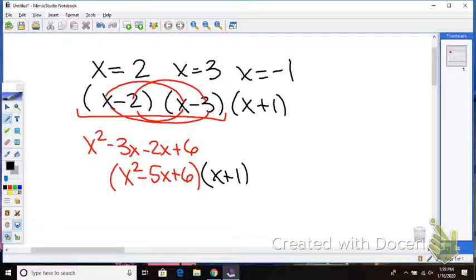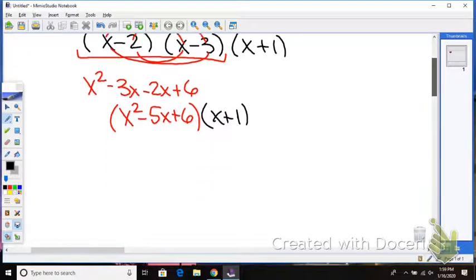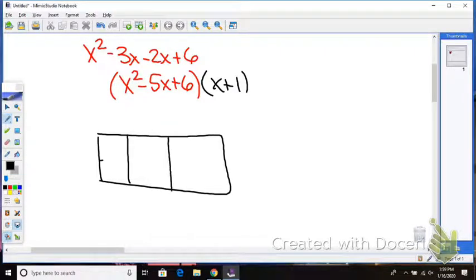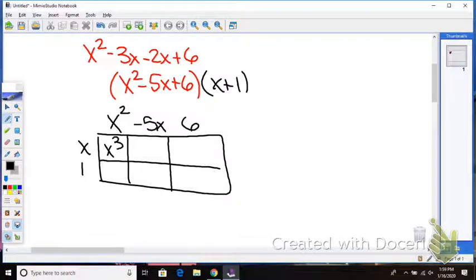Okay, when you have a trinomial, so 3 terms times 2 terms, I don't want you trying to distribute them. I want you to write it in the box, or on the outside of the box, I mean. So I have x squared minus 5x and a 6, and then I've got an x and a 1. X times x squared is x cubed. X times -5x is -5x squared. X times 6 is 6x. 1 times x squared is x squared. 1 times -5x would be -5x, and 1 times 6 would be 6.